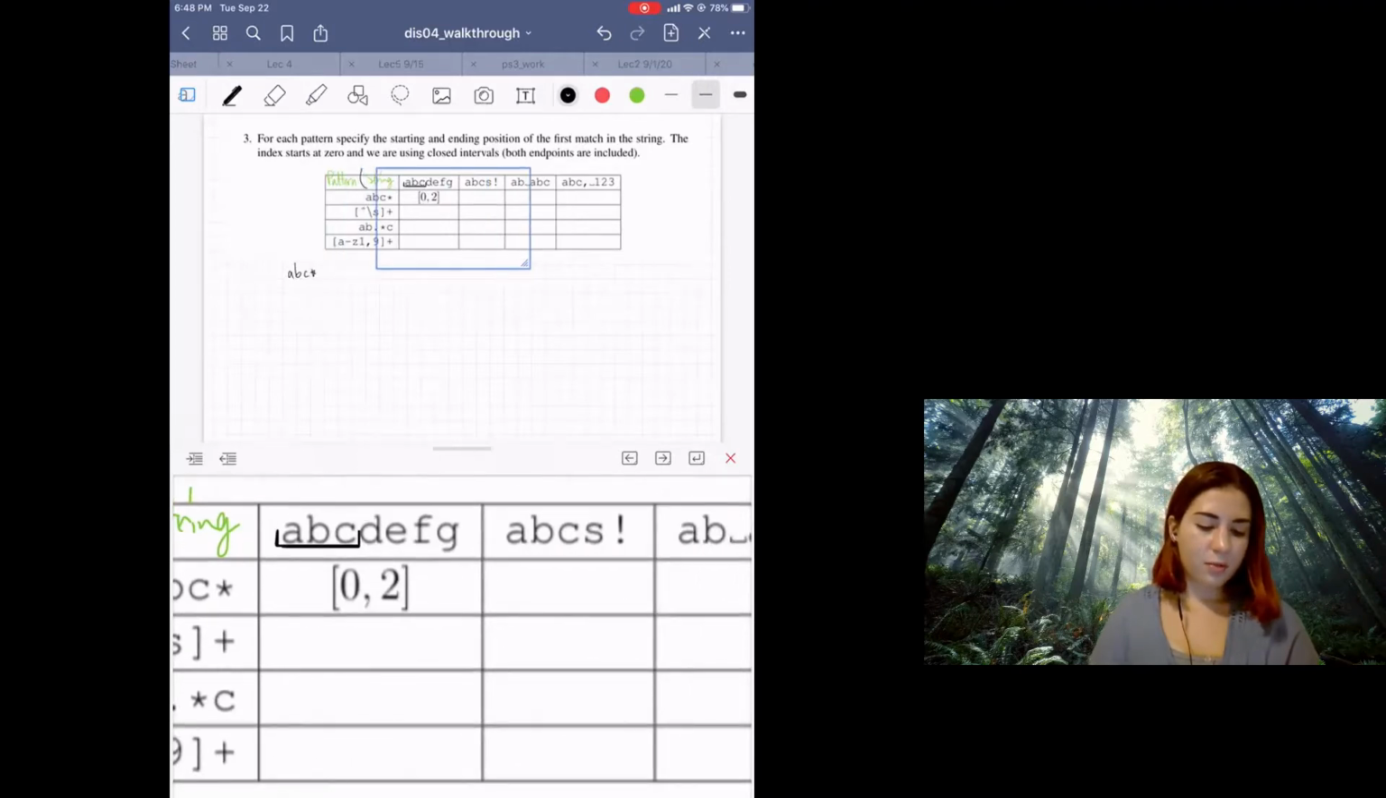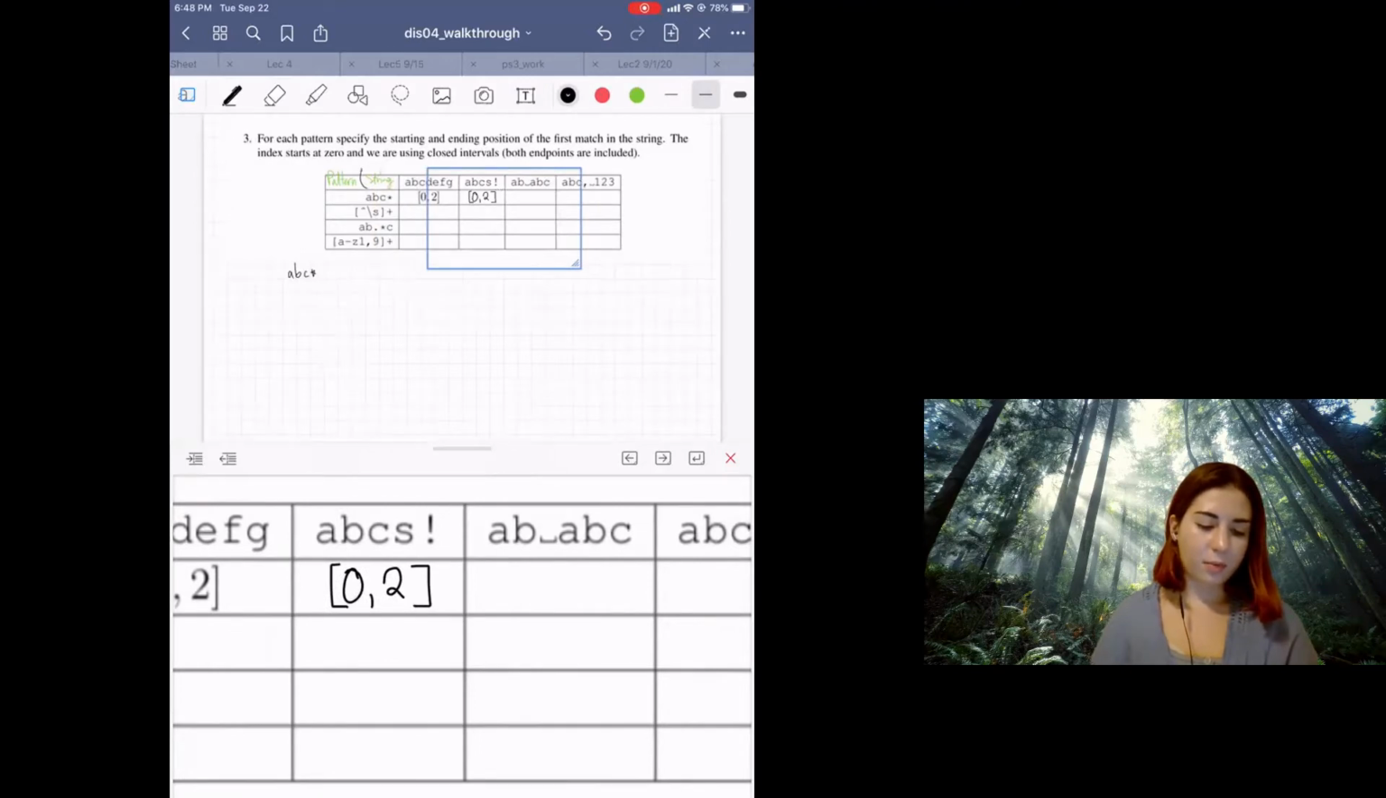Similarly, in this second example, we have A, B, and C again. So we'll just put down 0 through 2 because those first three characters are exactly the same. Now in this problem, at the beginning we have only A and B, we don't have any C, but this isn't actually a problem because remember the star accounts for 0 or more times. So that means that our pattern matches this example, even though a C is not present, because the C is basically optional under the star. So this time our interval is positions 0 through 1.